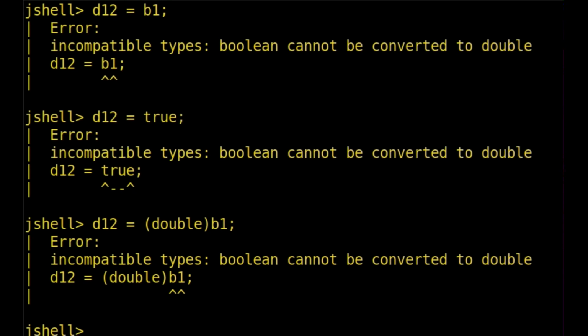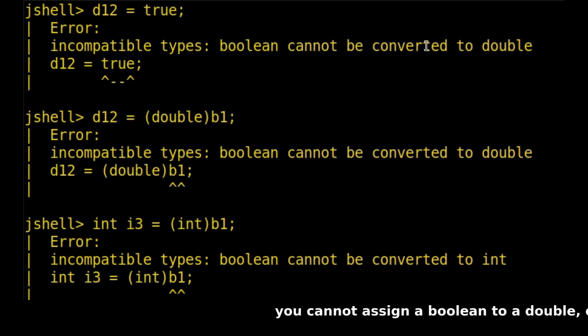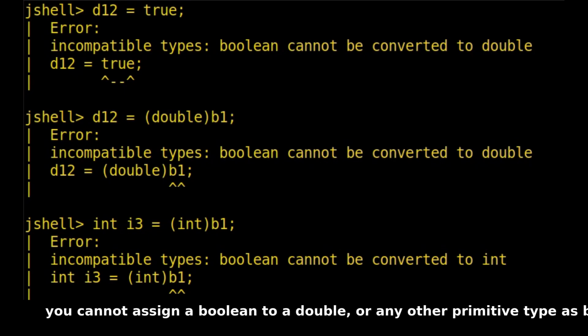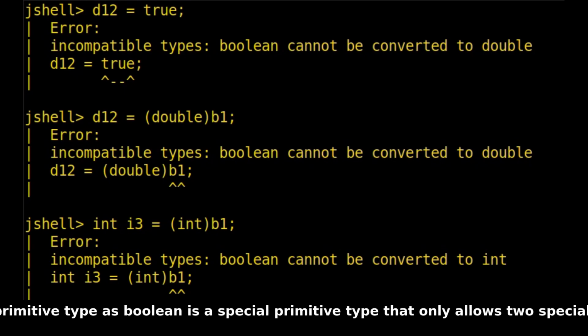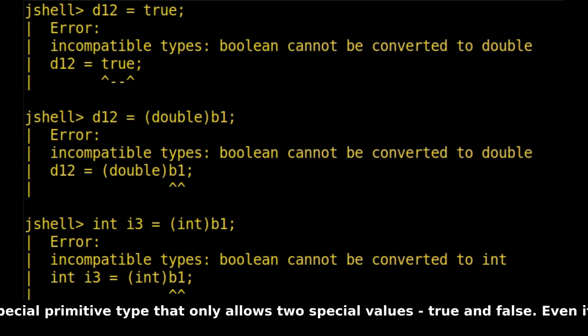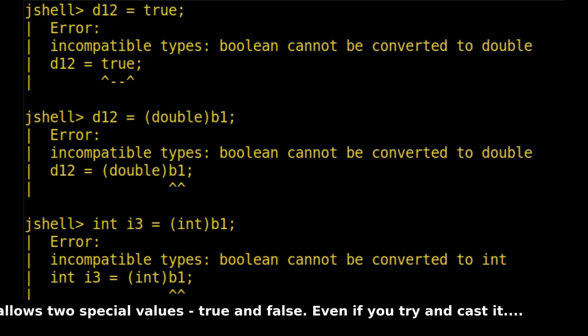So from this you can see you cannot assign a boolean to a double or any other primitive type. Let's just try an integer. I'm going to say int i3, and I'm going to try to even cast it, force it, in other words, the boolean to int, and it's still giving me the same issue. So you cannot assign a boolean to a double or any other primitive type, as boolean is a special primitive type that only allows two special values, which are true and false, even if you try and cast it.